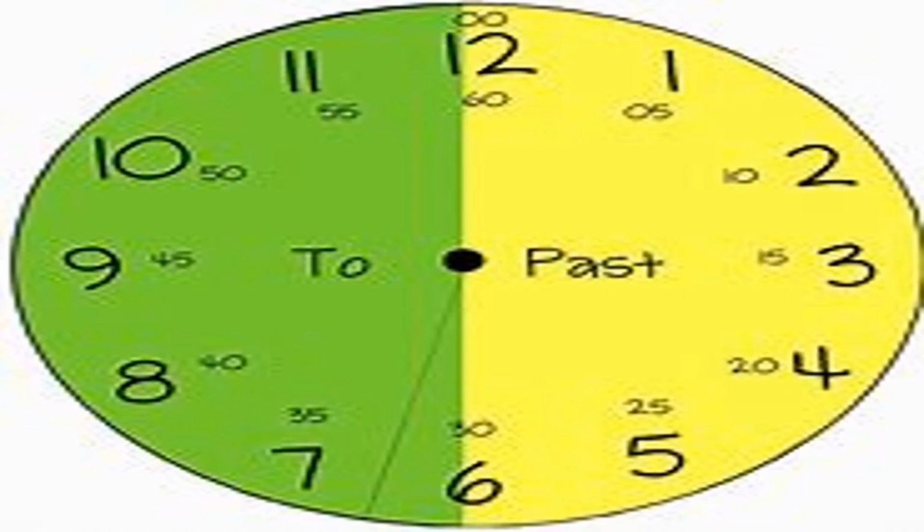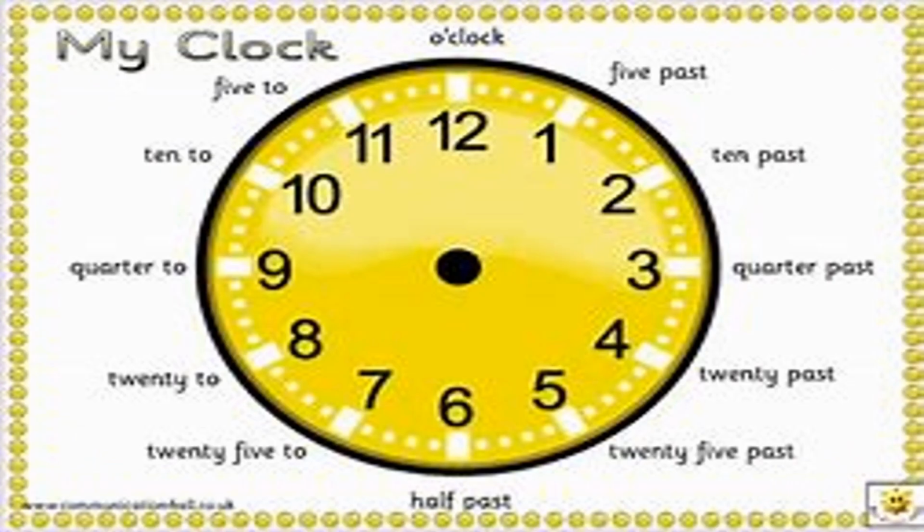So, when the minutes hand is anywhere on the yellow region shown in the figure, then the time will be read as past, and when it is in the green region, the time or minutes will be read as to. For example, if it is pointing at number 4, then we will say 20 minutes past.